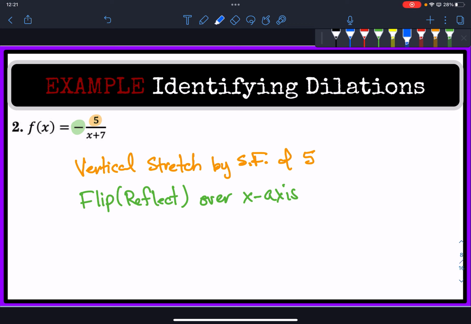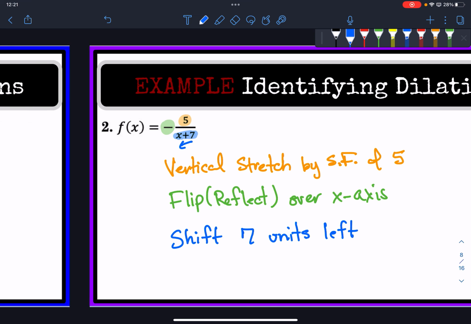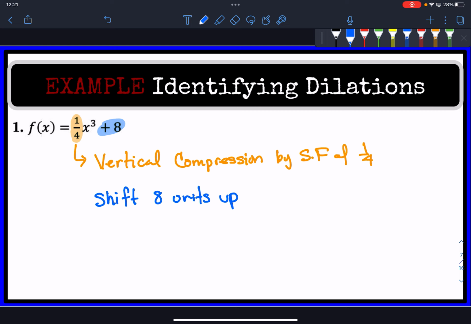And the plus 7, because it's to the x, that's going to be a horizontal shift, and it's going to shift it 7 units. Positive shifts it to the left, in the opposite direction. So multiplying by a number greater than 1 is a stretch, and multiplying by a positive number less than 1 is going to be a shrink, a compression.